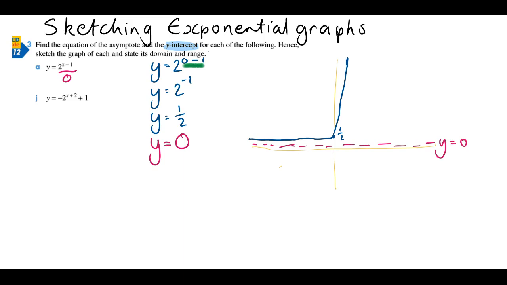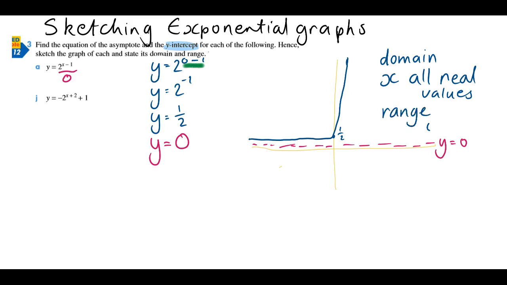Now I'll take you through the domain and range part. The domain is all the values this could be for x. Anything it can be for x is the domain, and that's everything. x is all real values. The range is all the things y could be. So the range is y is greater than 0. And that's that question answered.